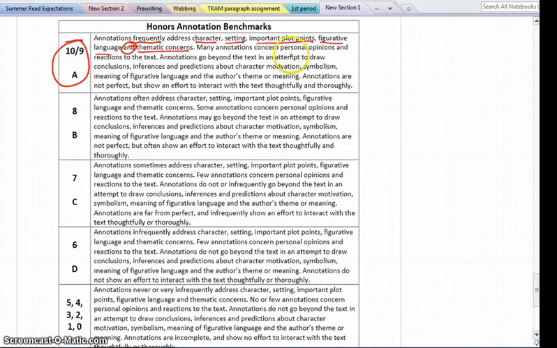Also, you need to include many annotations that concern personal opinions and reactions to the text. So if I come across a point of the book that I find humorous, I can simply put a smiley face or a ha-ha in the margin. If I think something is just, I can't believe that it's happened, I can write, what? Or I can do one of these things.